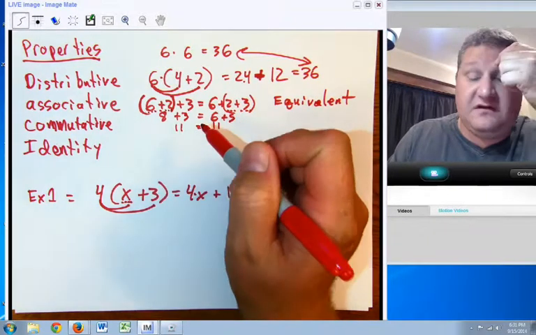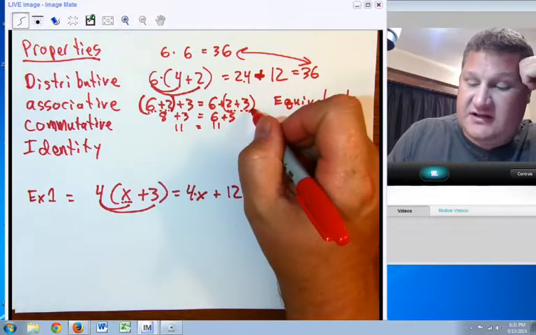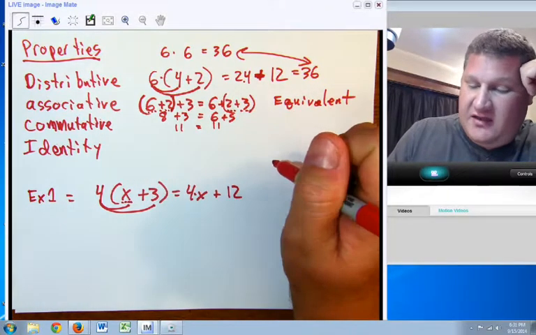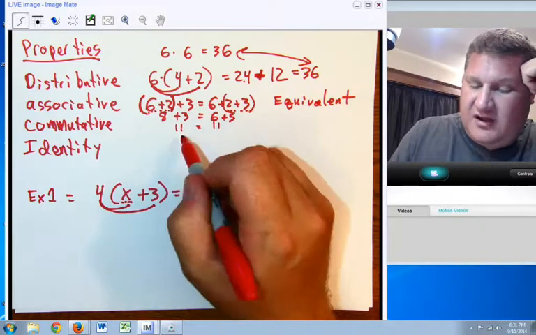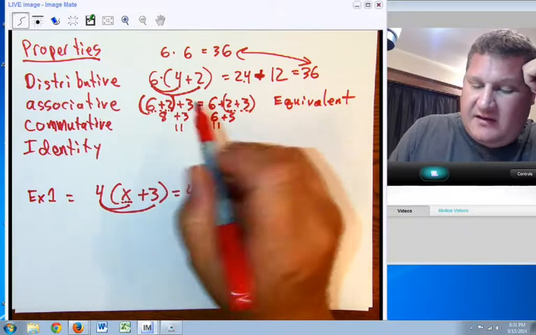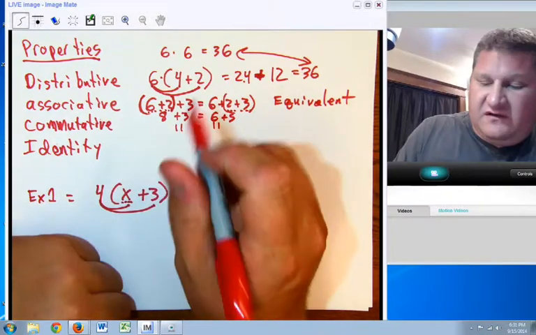So 6 and 2 are associated. Over here, the 2 and the 3 are associated, okay? And regardless of what order we do them in, we come up with 11. Now, if we were to talk commutative property, let's do a similar problem.